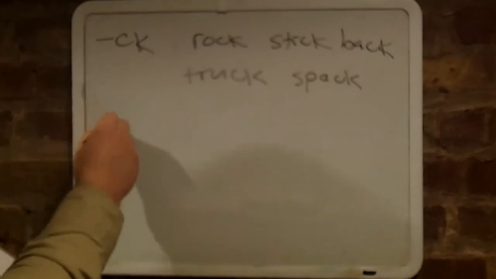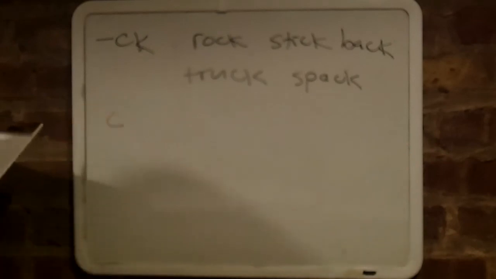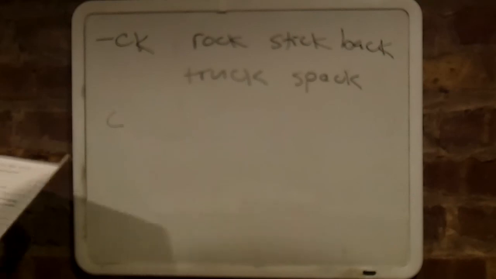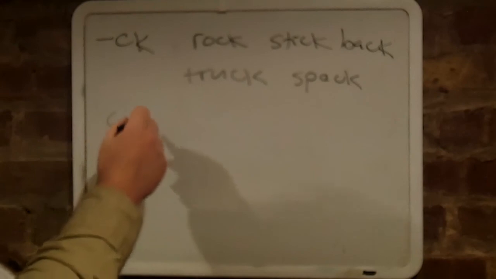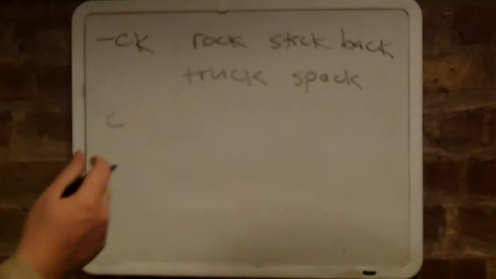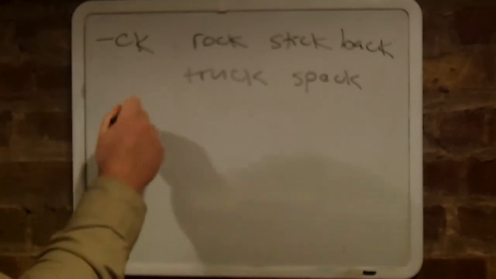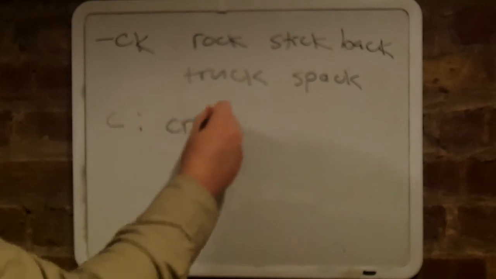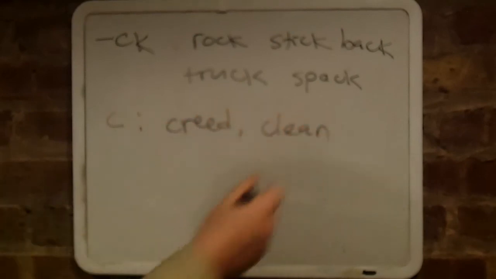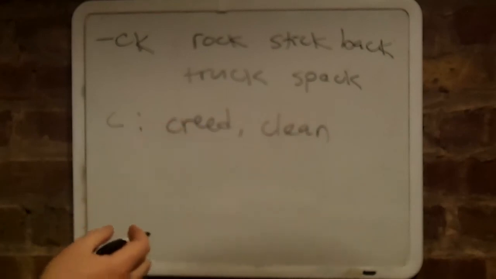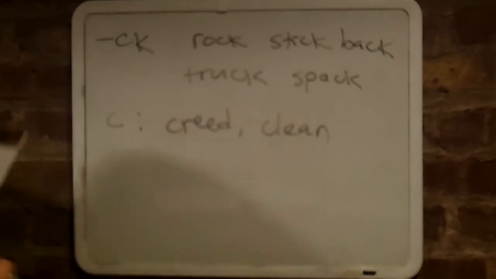The letter C itself is pretty tricky. Most of the time it makes the same sound as K, especially if it's at the front of a word. And this is particularly true in words that have C and then either L or R, like creed or clean. If C appears with another consonant, it sounds like K.